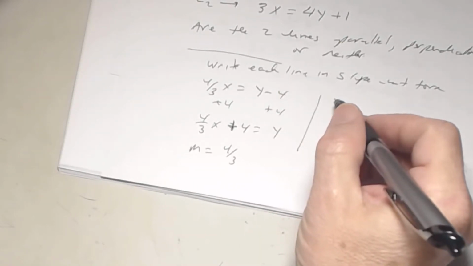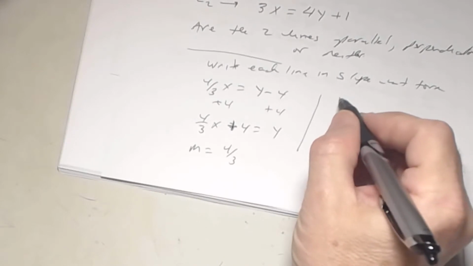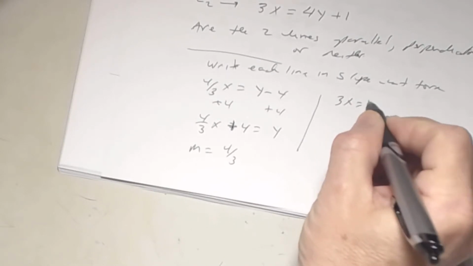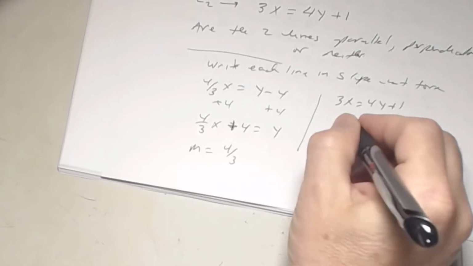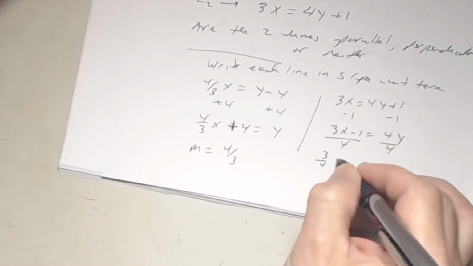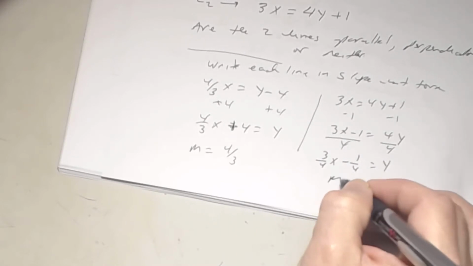This is going to be a little more work because at the end you also have to divide by what number? 4. Yeah. So this one, you're going to say 3x equals 4y plus 1. Let's get rid of the 1 first, so you subtract 1. So you get 3x minus 1 equals 4y. And then finally, you divide by 4, and rewrite this as two fractions. So that's going to be 3/4 x minus what? Equals what? So what's the slope? 3/4. Okay, good.